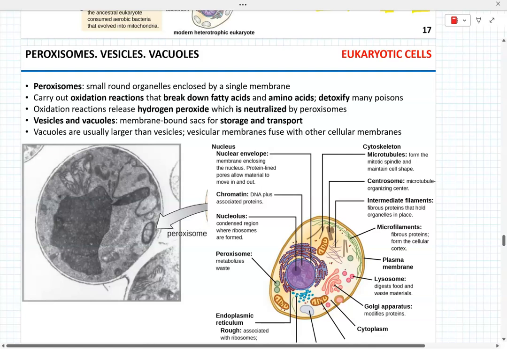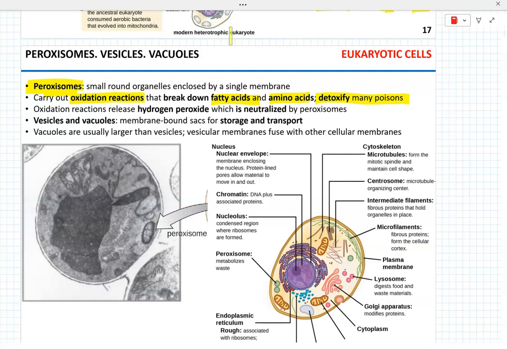Other structures that can be found in eukaryotic cells include peroxisomes, vesicles, and vacuoles. Peroxisomes are fascinating organelles. It's a membrane-bound organelle that carries out reactions of oxidation of fatty acids and amino acids to generate energy. They can also detoxify many poisons, so in some way they are a weird mix between mitochondria and endoplasmic reticulum. Many oxidation reactions within the cell release hydrogen peroxide. It's a toxic chemical, but fortunately, hydrogen peroxide can be neutralized by peroxisomes.